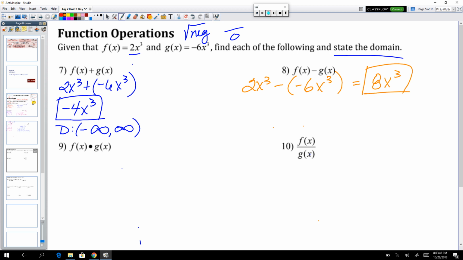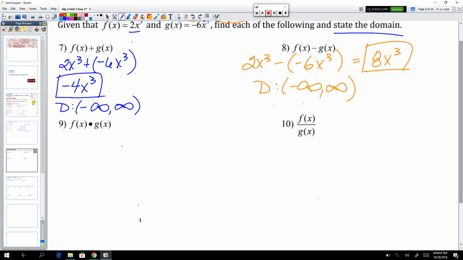When we check for our domain, we check both of our no-no problems here, and there's no possible way that any value of x would cause the square root of a negative or a division by 0. So once again, we can declare our domain as everything from negative infinity to infinity.